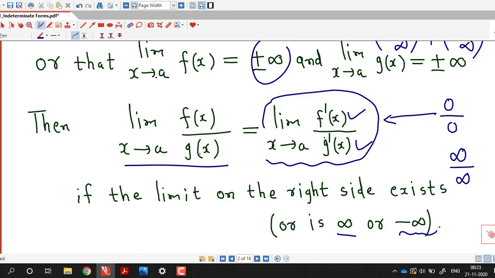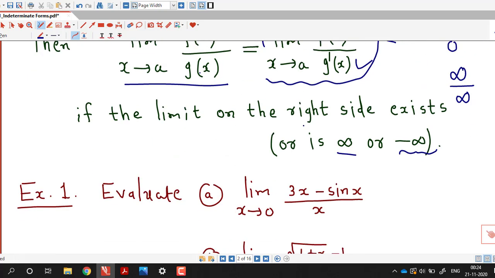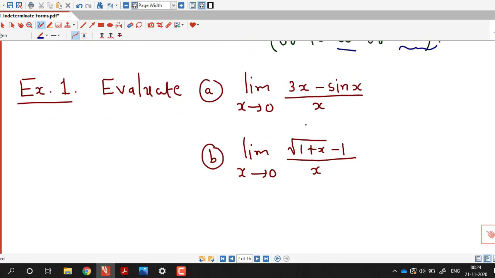So here we don't have to apply the division rule for derivative. We just have to differentiate f(x) and g(x) separately. In the numerator we have to write the derivative of f(x). In the denominator we have to write the derivative of g(x), and then we will again put x equal to a. If we are getting again 0 by 0 or infinity by infinity form, then we will continue this process of taking derivatives separately of numerator and denominator. So we understand this with the help of an example.